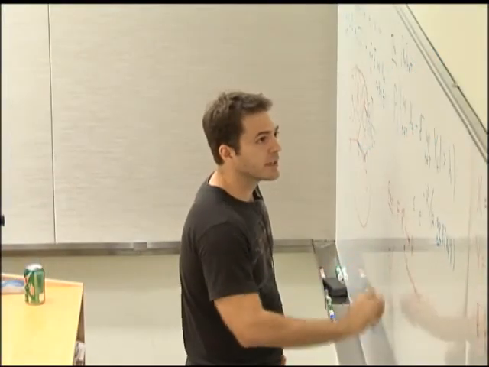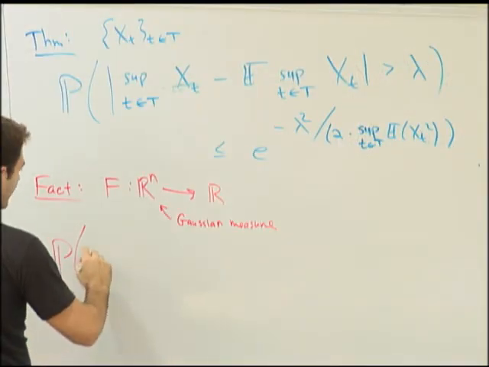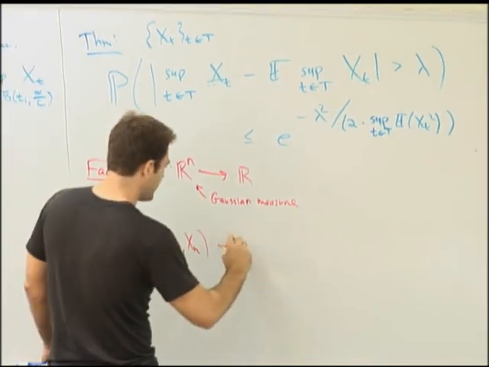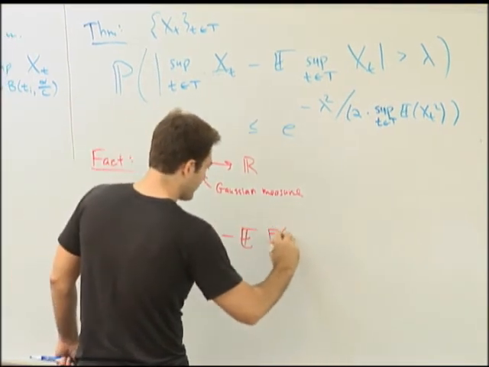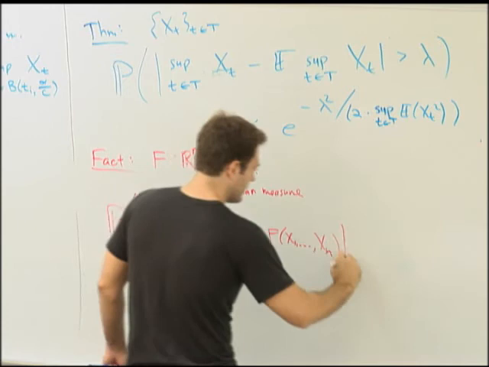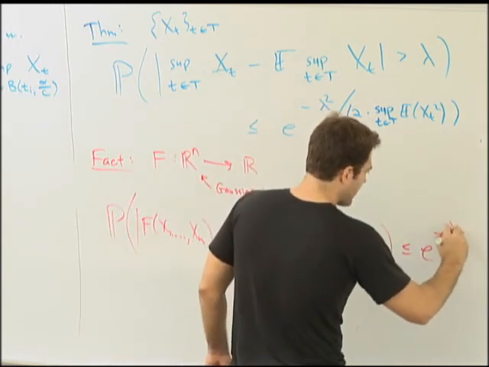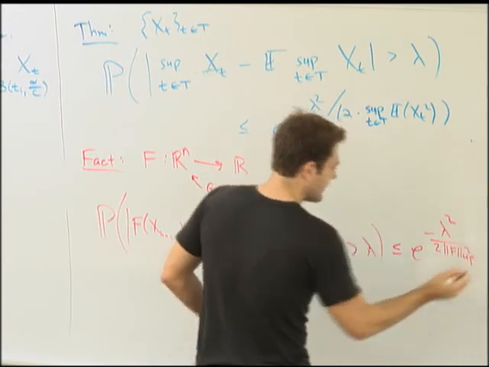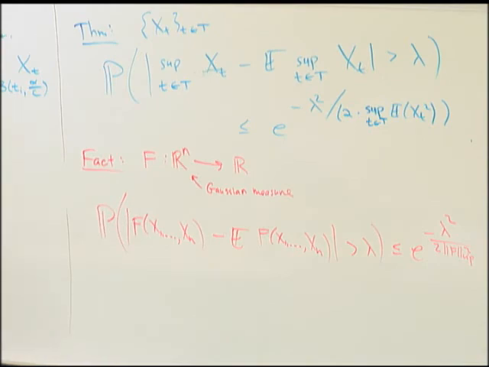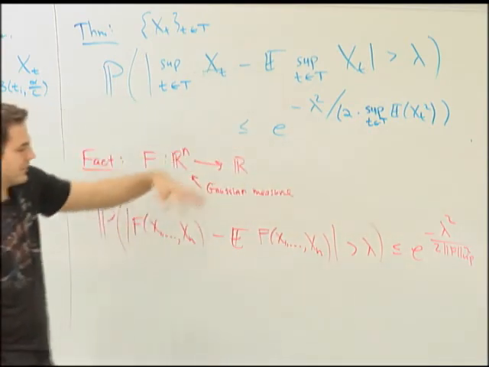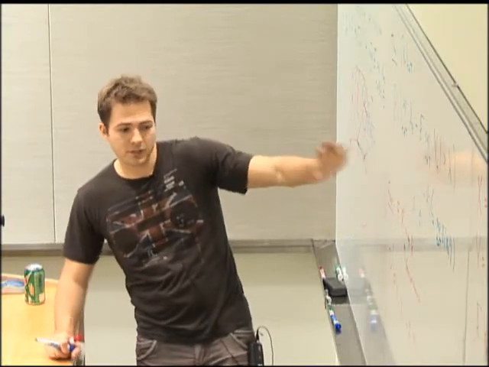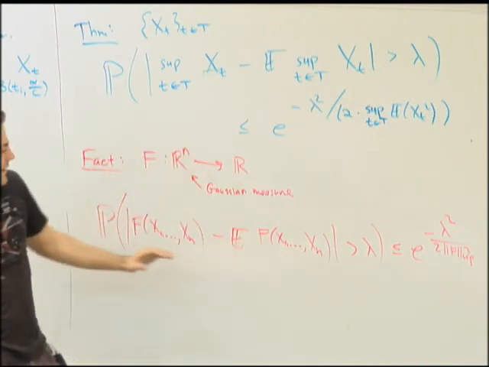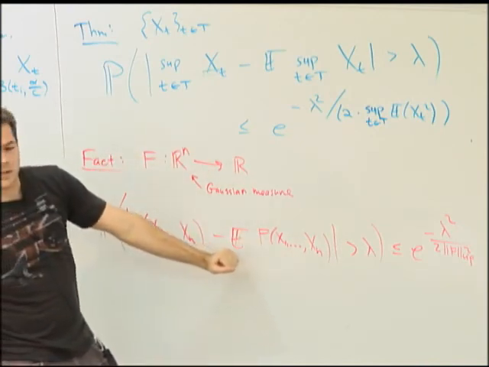Then the probability that f(x1, ..., xn) minus the expected value of f(x1, ..., xn) is bigger than lambda is at most e to the minus lambda squared over something that depends on the Lipschitz constant of f. Okay, so this is the classical fact. If you want to prove it without the optimal constant here, you can do it in a page or two. But this is a classical isoperimetric inequality in Gaussian space: if we take any Lipschitz function on R^n equipped with the Gaussian measure, then the function has to be tightly concentrated around its expectation.